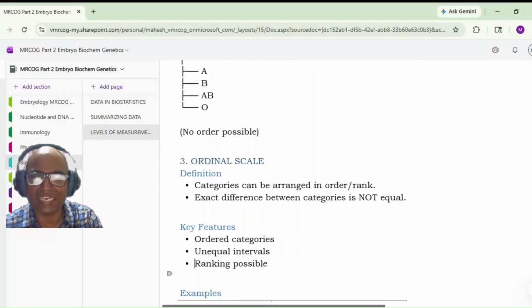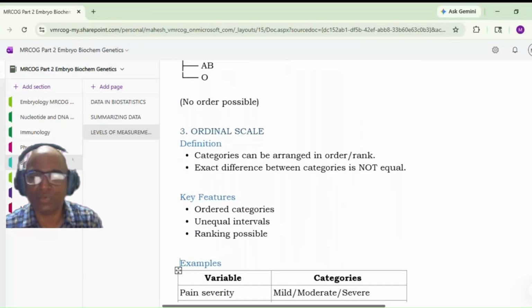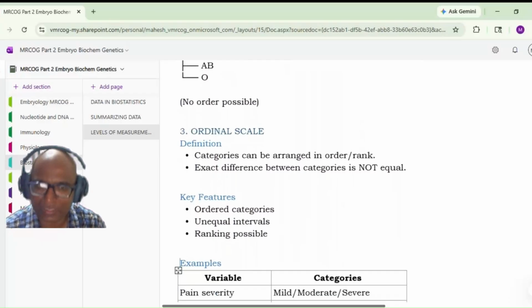Okay. Then the second scale is ordinal. What happens in the ordinal scale? There are categories which can be arranged in order or rank. The exact difference between the categories is not equal. So there are categories, but the difference between two categories is not equal. The key feature is that the categories have an order, with unequal intervals. Ranking is possible here.